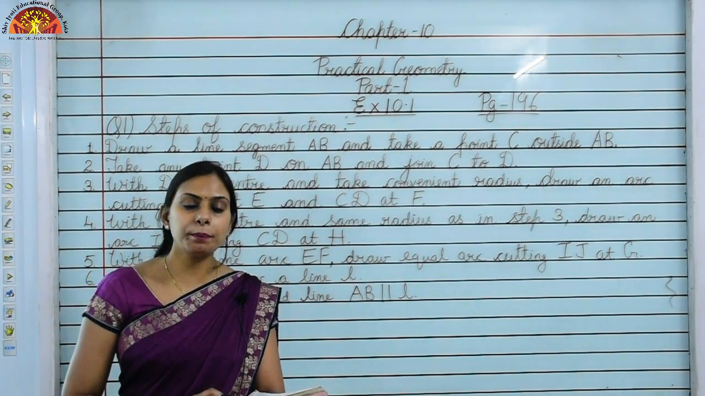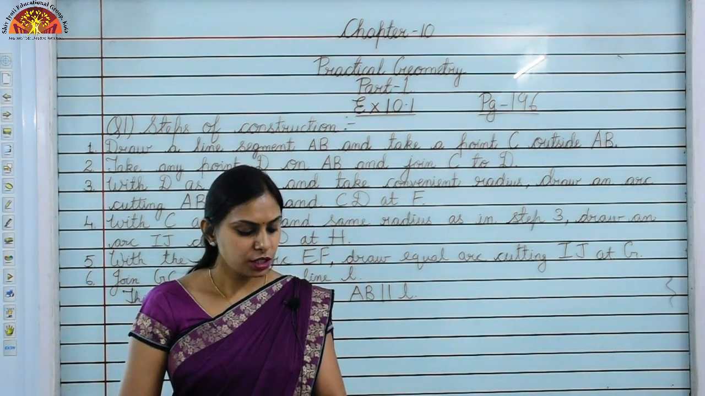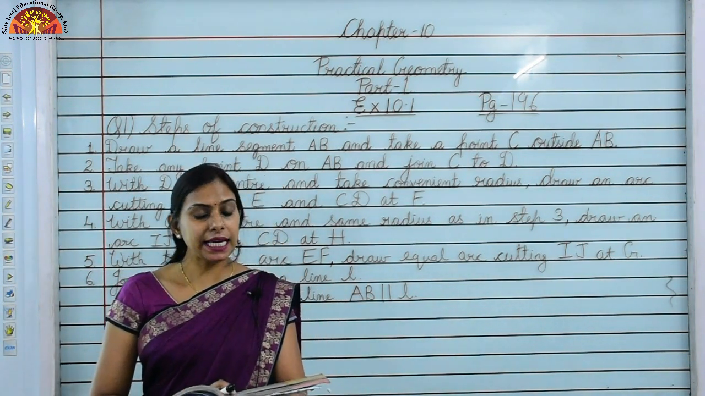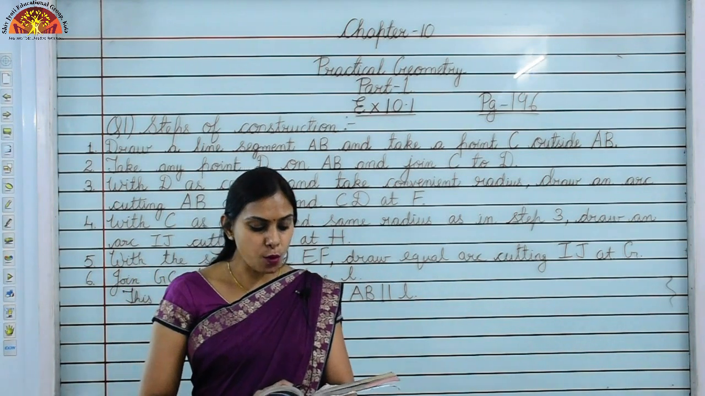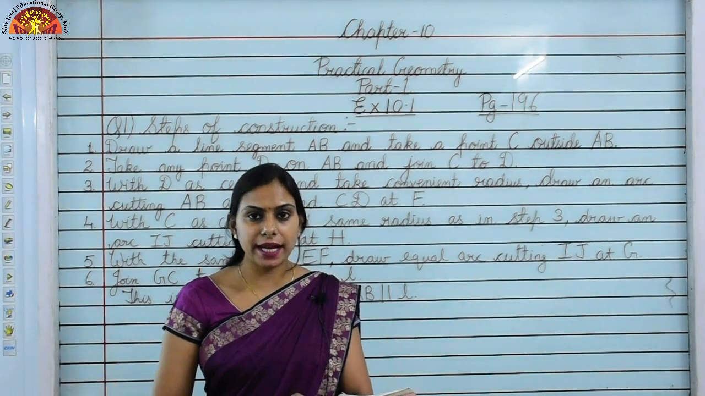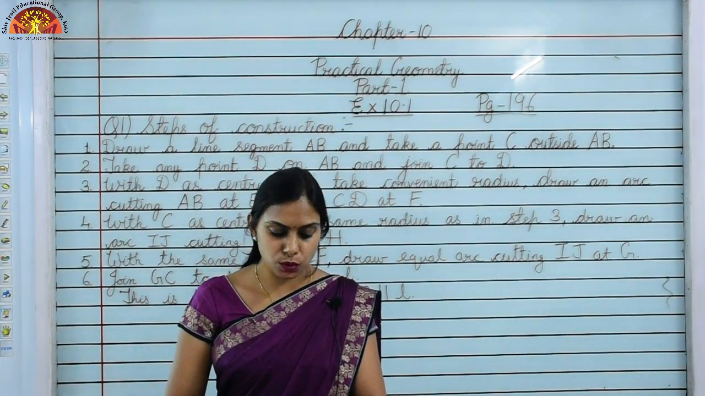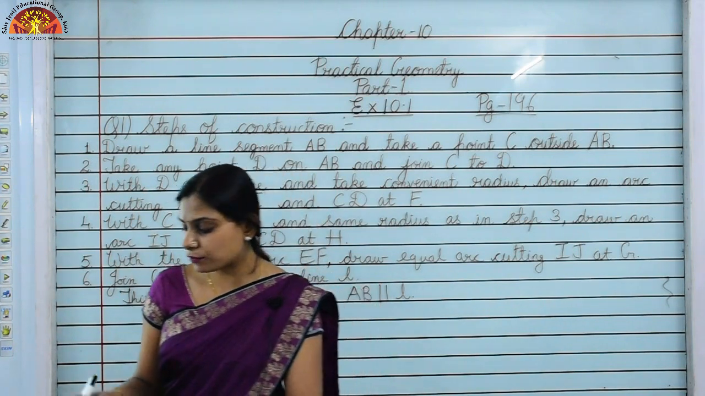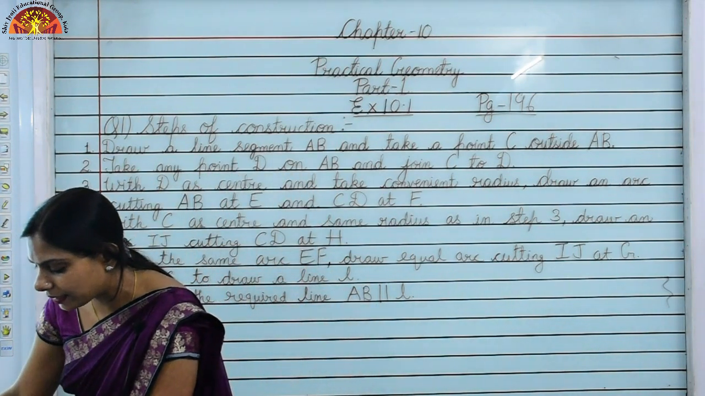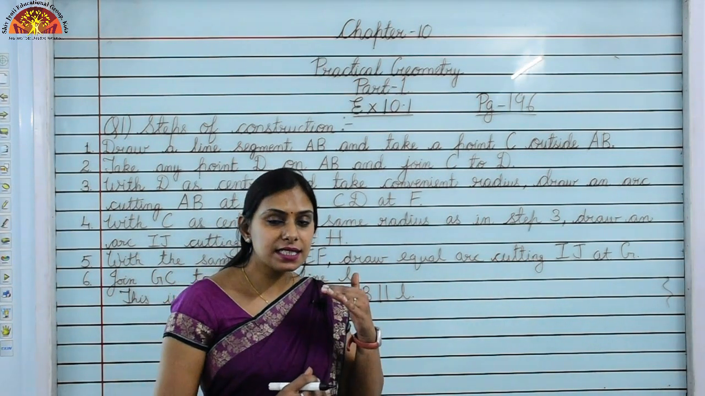So please open page number 196. Just go through the first question. Draw a line, say AB, take a point C outside it. Through C, draw a line parallel to AB using ruler and compass only. Now just see children, what you have to do: you have to just draw a parallel line. So before drawing it, let's see the steps of construction.